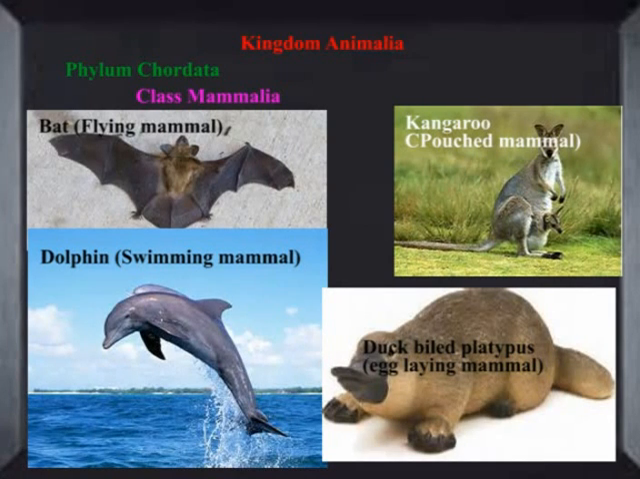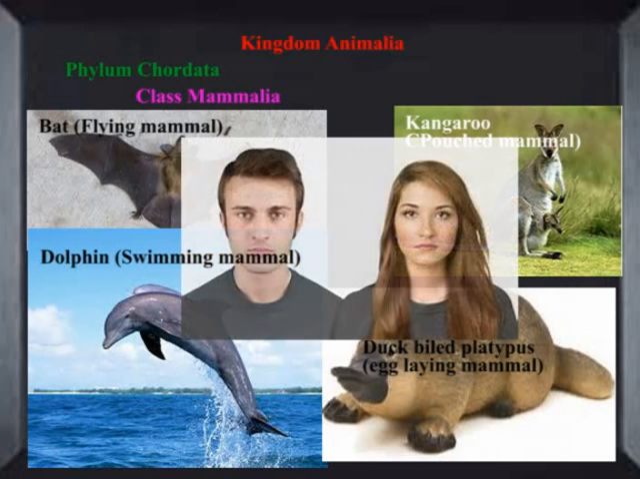The kangaroo is a representative of a pouched mammal. The bat is a representative of a flying mammal. The dolphin is a swimmer with flippers. And of course, we have the humans.